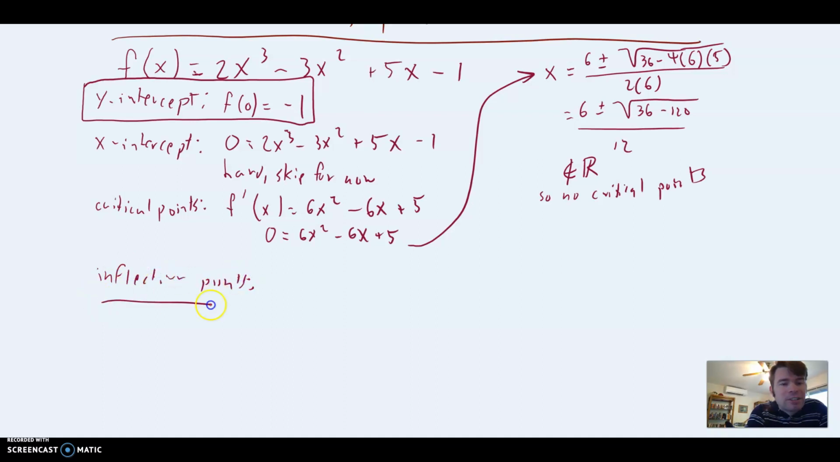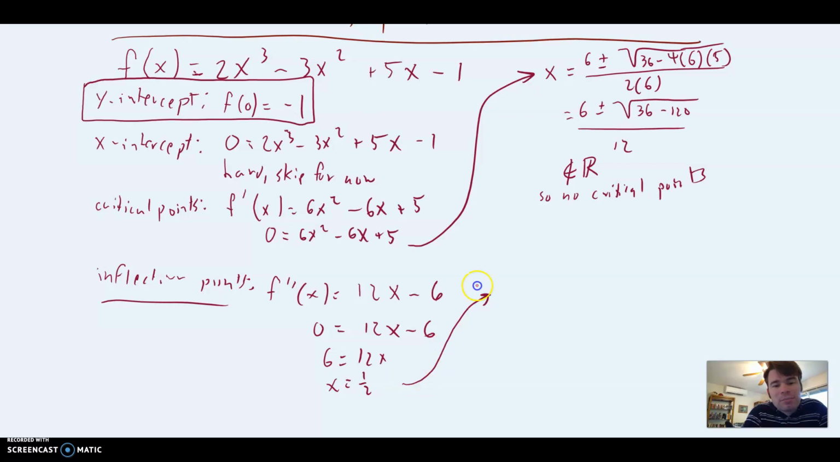That means we'll need to look at the second derivative, f double prime of x. That's going to be 12x minus 6. If we set that equal to 0, we get x equals 1/2.